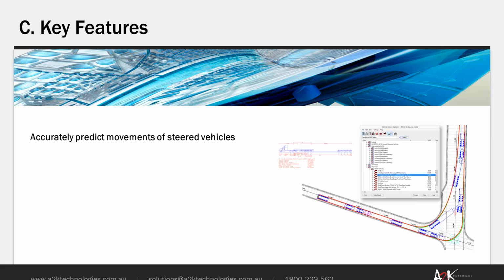Okay, some of the key features. Probably the number one feature is accurately predicting movements of steered vehicles. Most infrastructure projects require some sort of analysis to determine if the proposed road geometry can support the movement of your vehicle. With Vehicle Tracking, you can select the appropriate vehicle and determine that very quickly. There is an extensive vehicle library. My screenshot here is a little bit small, but as I go through the demo, I'll flick through the vehicle library so you can see how much there is.